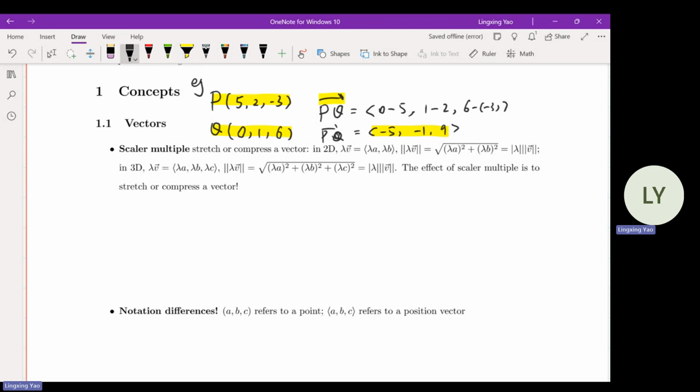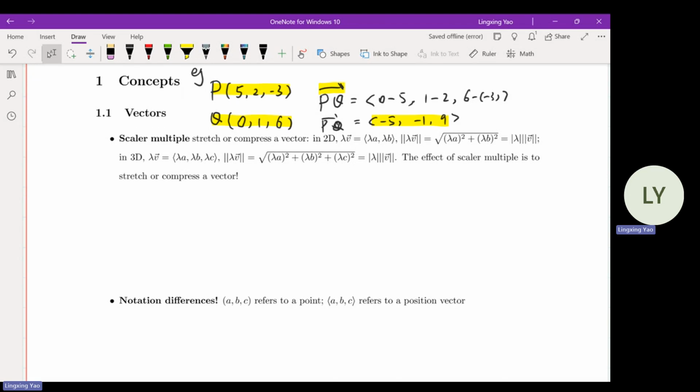All right. So those are the procedures for us to determine the position vector if we know the head and the tail. And there are properties about the vector we discussed in previous sections. One of them is the so-called scalar multiple, which is we multiply one scalar to a vector. That gives us either a compressed or stretched vector along the original vector direction.